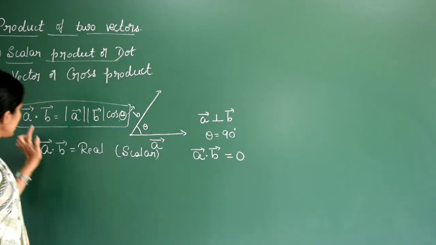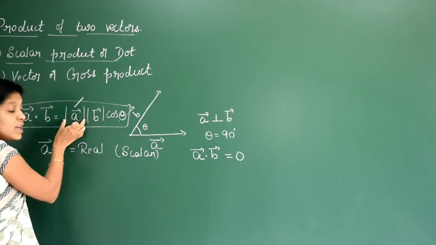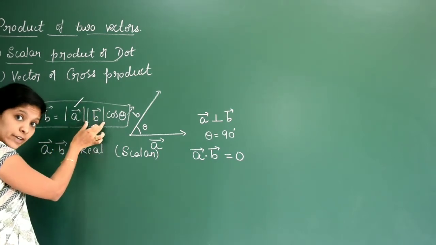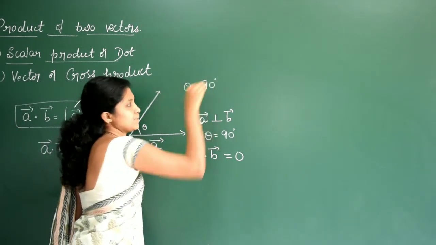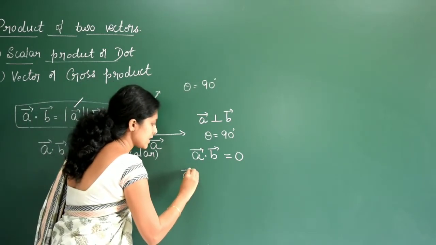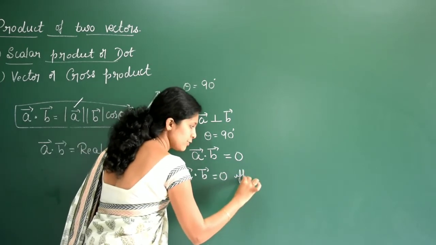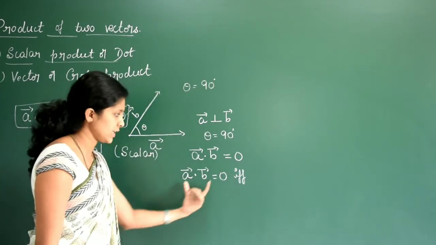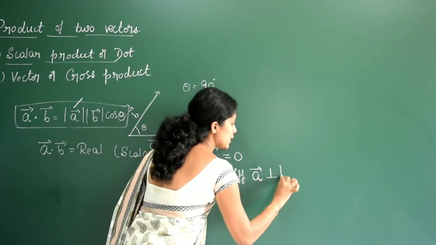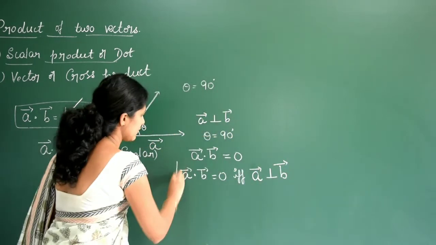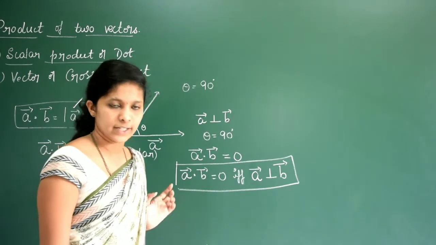So this is an important one. A vector dot B vector is equal to 0 implies either A vector should be 0, or B vector should be 0, or the angle theta should be 90 degrees. So what we can say is A vector dot B vector is equal to 0 if and only if, okay, this is true in both directions, A vector is perpendicular to B vector. Clear? A vector dot B vector is equal to 0 if and only if A vector is perpendicular to B vector. This is one thing.